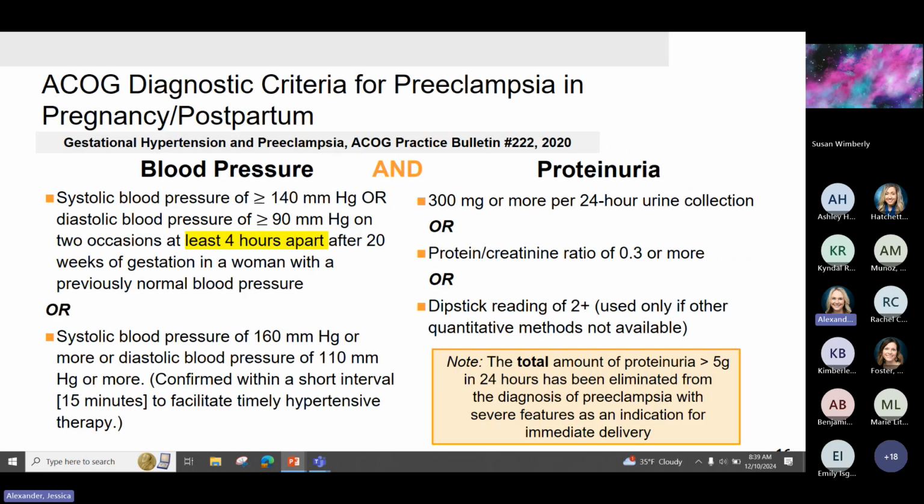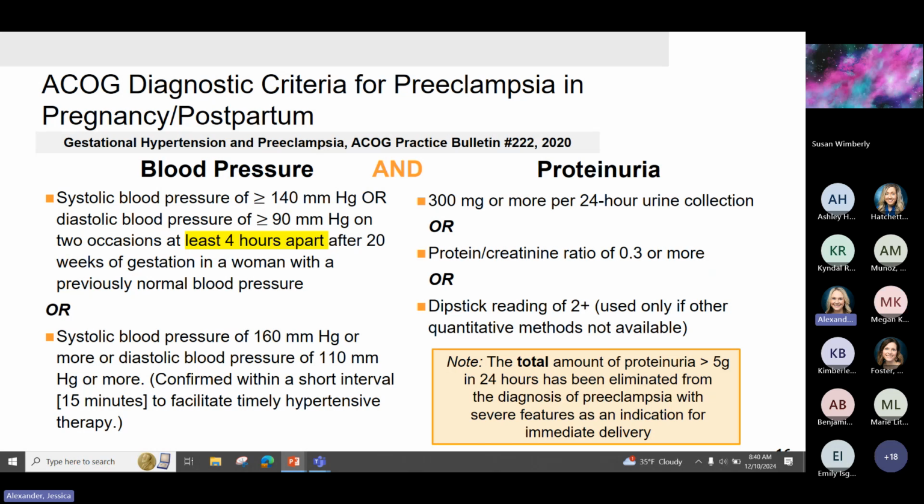ACOG's definition of pre-eclampsia, typically described as greater than or equal to 140/90. It's described in their bulletins as greater than these systolic, diastolic on 2 occasions at least 4 hours apart. That's obviously a little challenging to do if you see a patient in the office, but that is their definition. Or another is systolic blood pressure is 160, diastolic 110, confirmed in a short interval of 15 minutes.